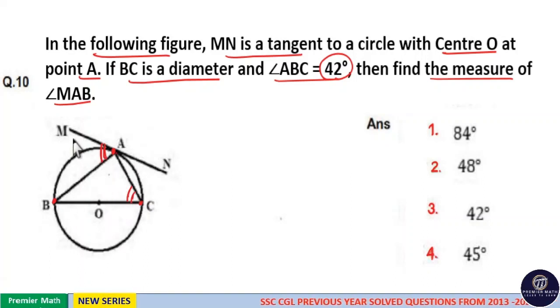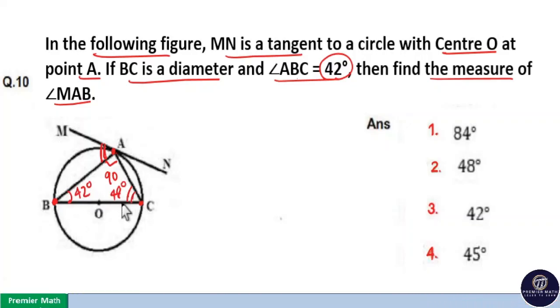So these two angles are equal. That is, the angle between tangent MN and chord AB is the same as the angle created by chord AB on the alternate segment. Here angle ABC is 42 degrees. And we already know a diameter BC creates 90 degrees with any point on the circumference of the circle. Point A is on the circumference, so BC creates 90 degrees with A. This is 90, this is 42, so this is 48 degrees. So this angle is 48 degrees. Option 2 is your answer.